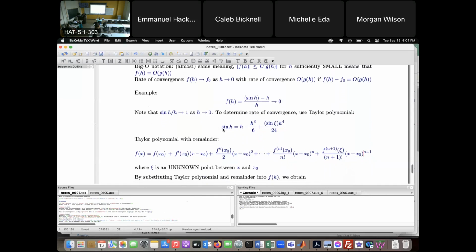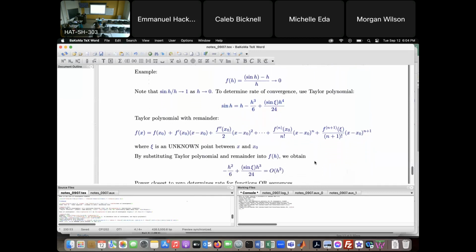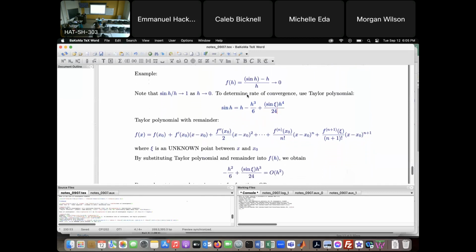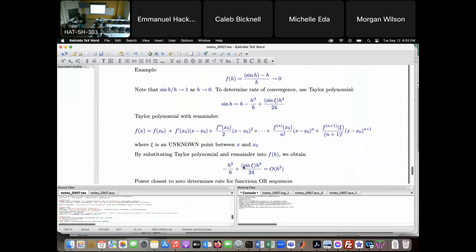So what I do is I take this Taylor expansion and I substitute it for sine h in here, and then simplify as much as I can. Once I carry all the algebra from substituting this in here, a bunch of things cancel, and I'm left with minus h squared over 6, and then I have this term that comes from the Taylor remainder. But again, the exponent of h closest to 0, so the least positive exponent of h, is the one that determines the rate of convergence.